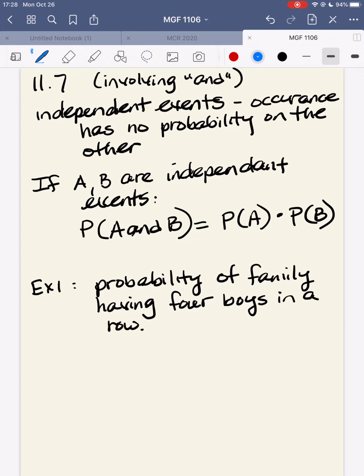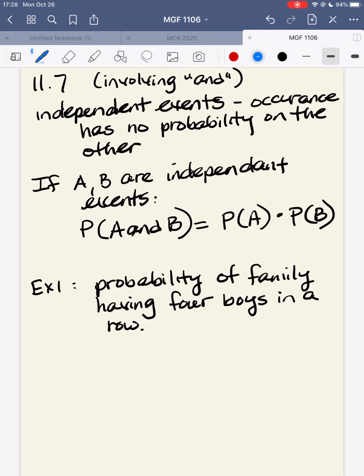All right, so here in 11.7, we're going to talk about events including "and," so conditional probability and events including "and." And the first thing we want to talk about is independent events. For independent events, the occurrence of one event has no effect on the probability of another event occurring. Just because one event occurs does not mean the other event has anything to do with it. It means these two things are separated.